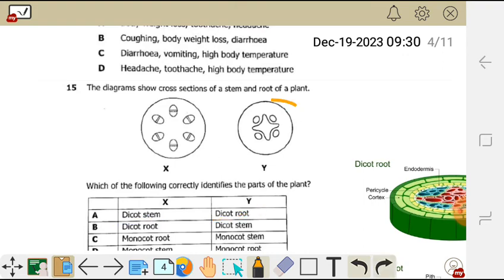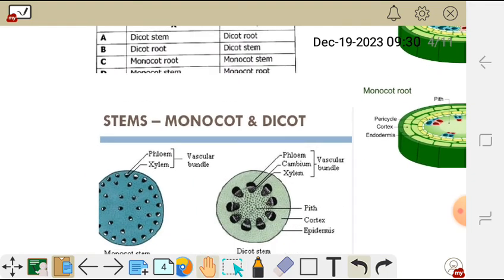Why? Because the root is going to have a star-shaped xylem, as we can see, that is in the dicot here in this diagram. Then in the stem as well, we have a special arrangement where we have the phloem first, followed by the xylem, separated by the cambium there. So this is dicot. But for monocots, we have the xylem and the phloem scattered all over the stem, the thickness of the stem.